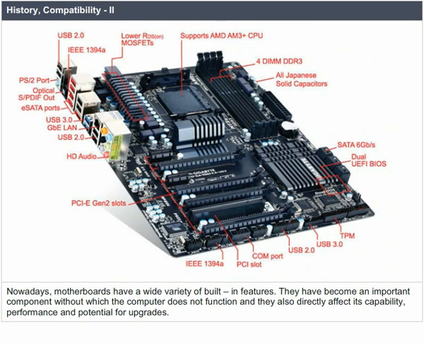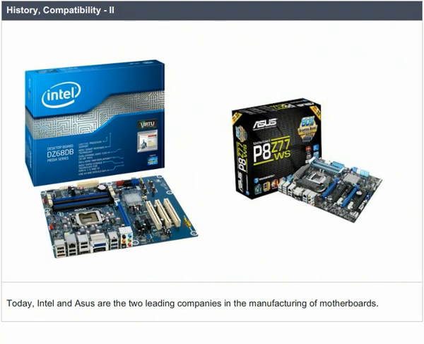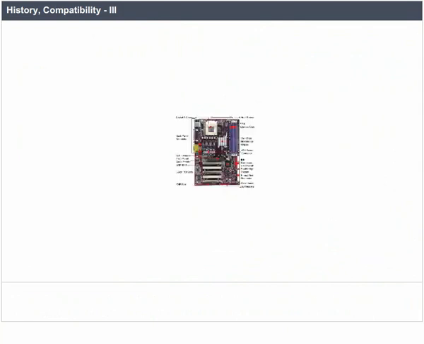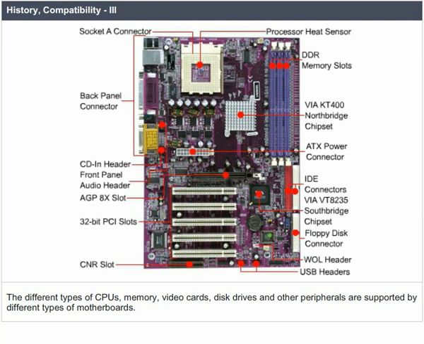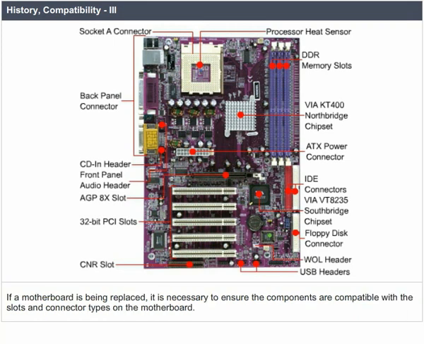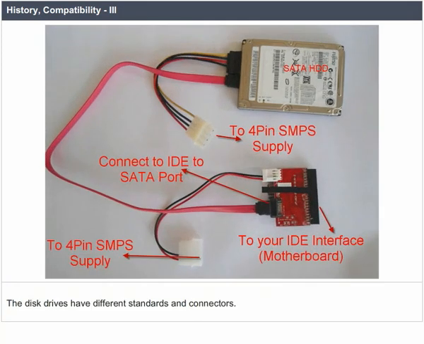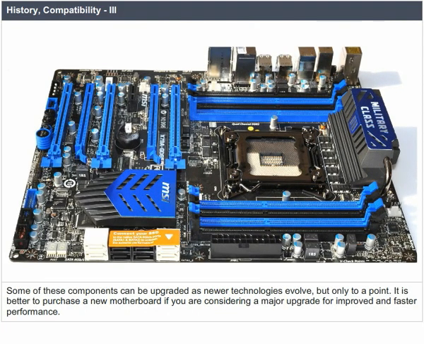Today, Intel and Asus are the two leading companies in the manufacturing of motherboards. The different types of CPUs, memory, video cards, disk drives, and other peripherals are supported by different types of motherboards. If a motherboard is being replaced, it is necessary to ensure the components are compatible with the slots and connector types on the motherboards. The disk drives have different standards and connectors. Some of these components can be upgraded as newer technologies evolve, but only to a point. It is better to purchase a new motherboard if you're considering a major upgrade for improved and faster performance.